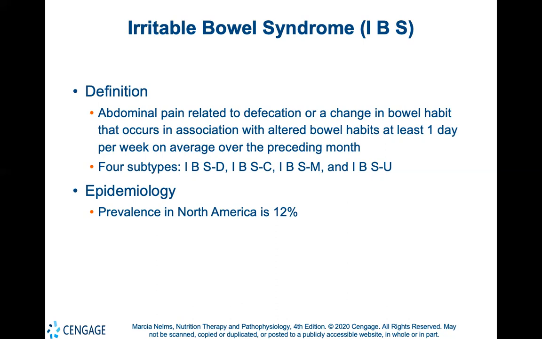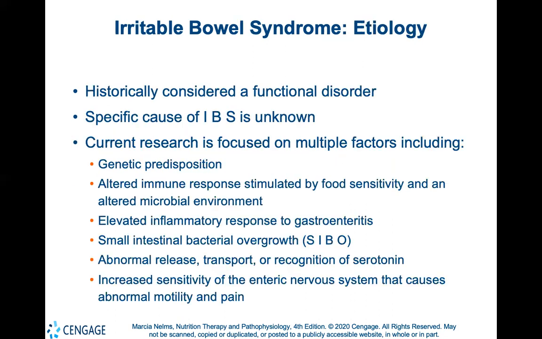IBS is the most common gastrointestinal complaint in the United States and Canada. The prevalence in North America is about 12%. IBS historically has been designated as a functional disorder. This means a diagnosis is made after ruling out all possible organic causes of the patient's symptoms.